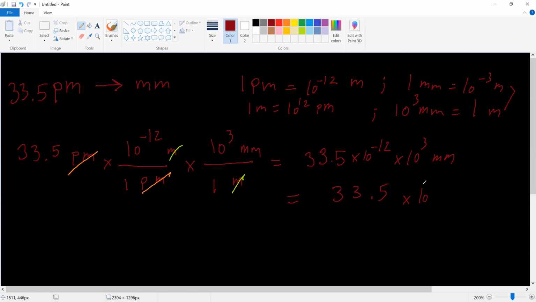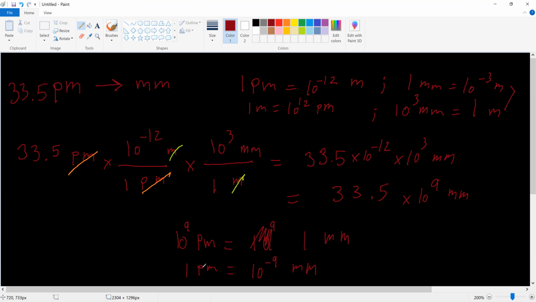10 to the negative 9 millimeters, which means that for every 1 picometer, we have 10 to the negative 9 millimeters. Now, how do I know this?